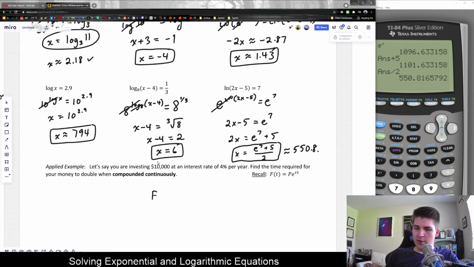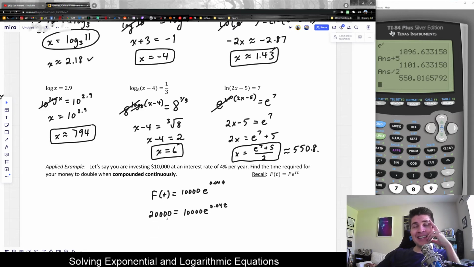So the future value of our account at time t is going to be given by 10,000 times e to the r, where r is the interest rate converted to a decimal, 0.04, times t. And double would be, well, obviously we're investing $10,000, so double would be $20,000. So the idea is, we want to know how long it takes for the future value to be equal to 20,000. Essentially, I could plug in $20,000 on the left-hand side because that's my desired end value. And what I want to know is what t would create $20,000 as the future value.